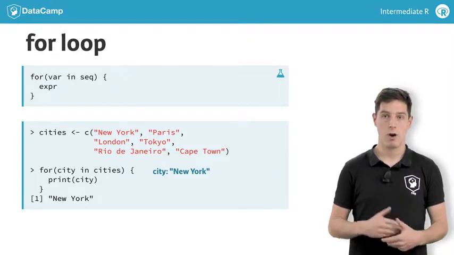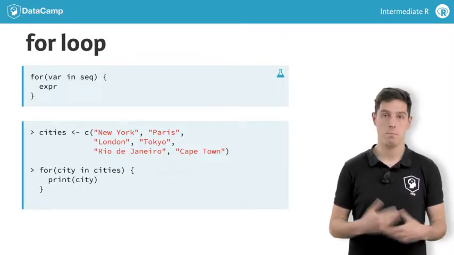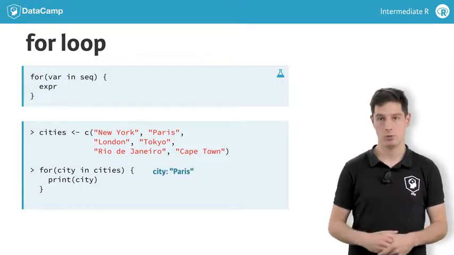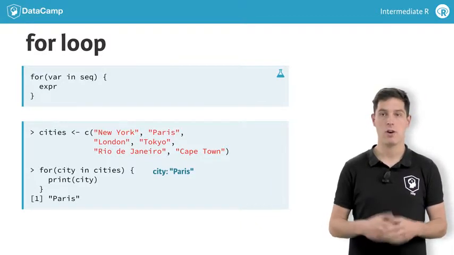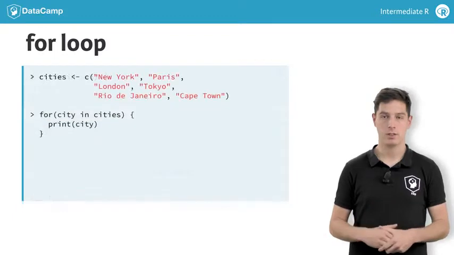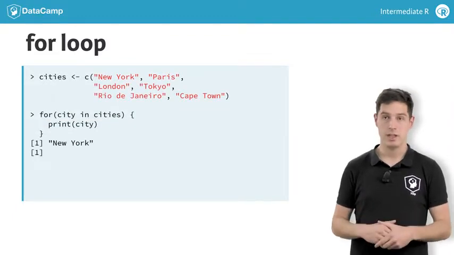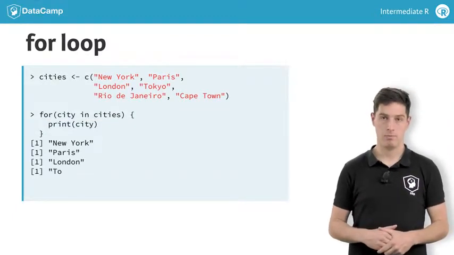After the execution, R stores the second element of the cities vector, Paris, in city and reruns the code. This process repeats itself until all cities in the cities vector are iterated over. The final result looks like this. For each city, a separate printout was done.